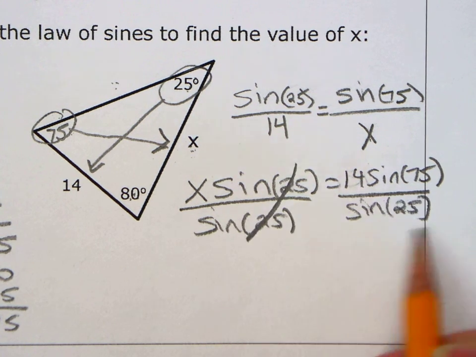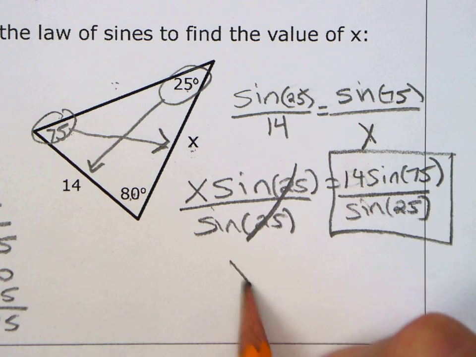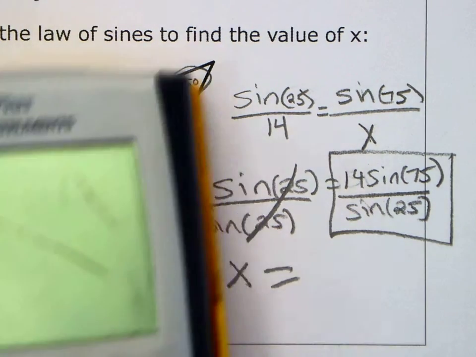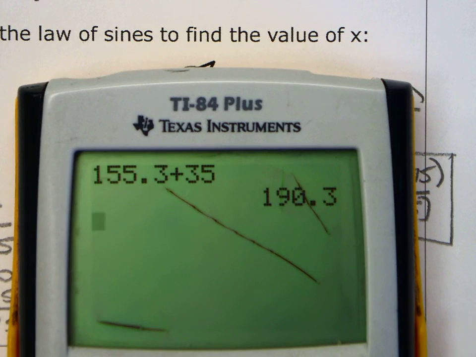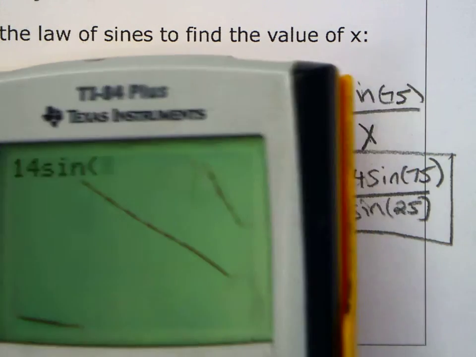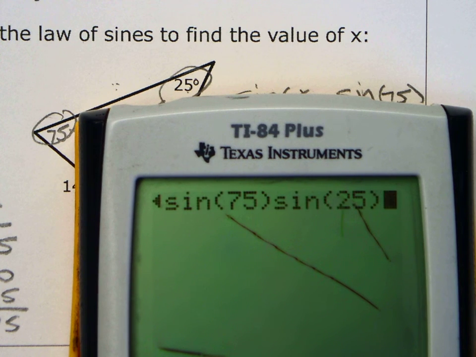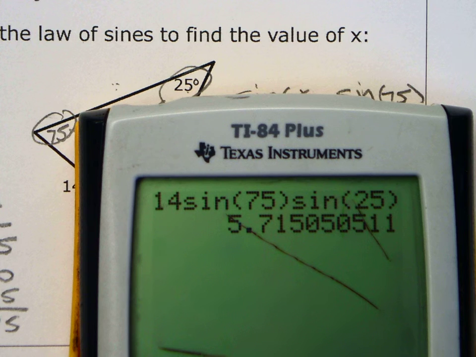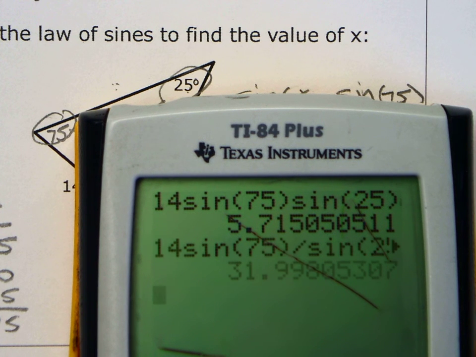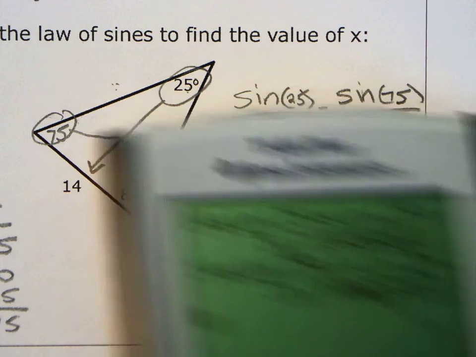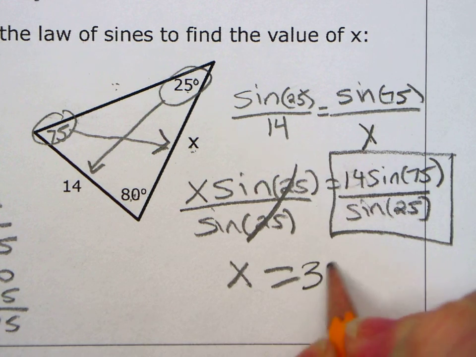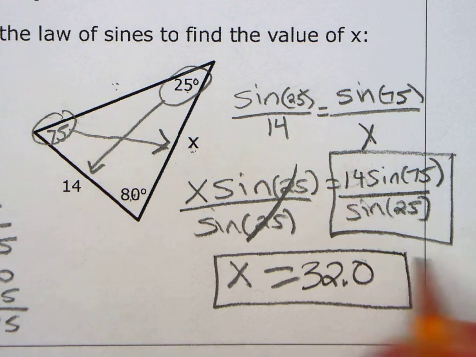Now we're going to put that whole thing in our calculator exactly the way we see it. So we have 14 sine of 75 divided by sine of 25. Okay, now what did I do wrong? I forgot to hit division. Let's try that again. Divided by sine of 25. 31.998. So that's 32.0. Okay. 32.0. And we are finished.